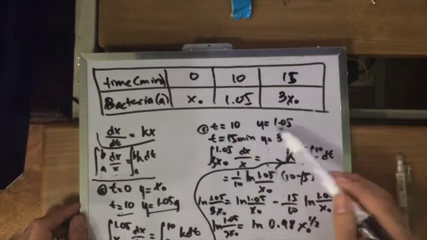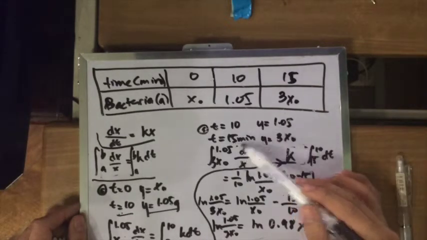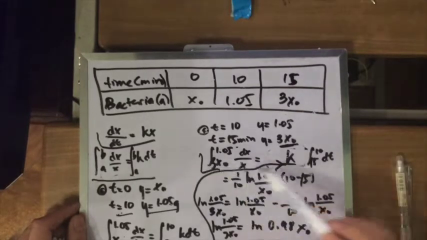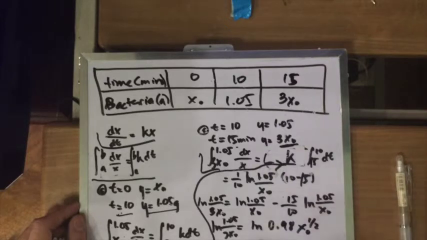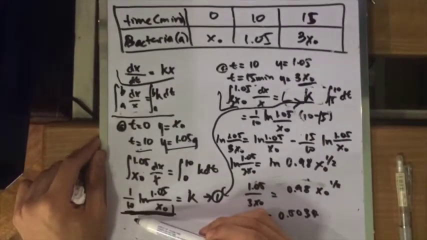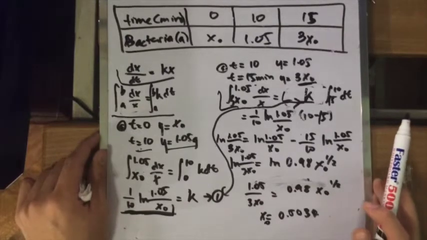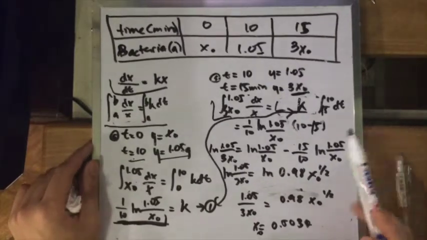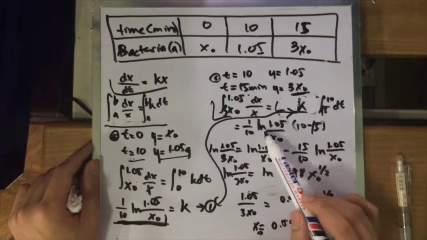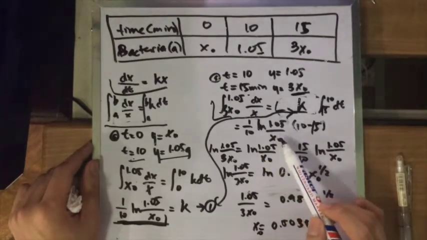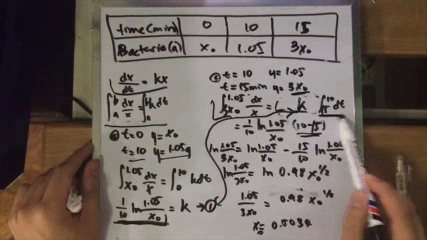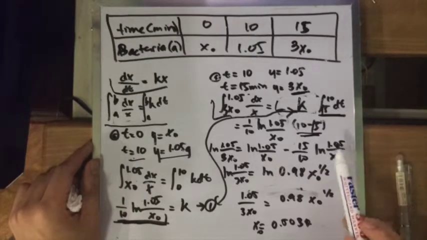Now we will set up another equation, but we would use other given data. So at time 10 minutes and 1.05 grams, and 15 minutes and 3 times the original amount. So we would have this. We would substitute k with what we got earlier so that it would be solvable. So here we would get 1 over 10 ln of 1.05 all over x naught multiplied to 10 minus 15, which is the integration of dt.